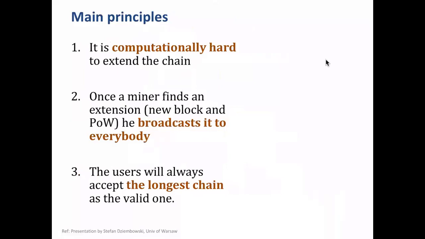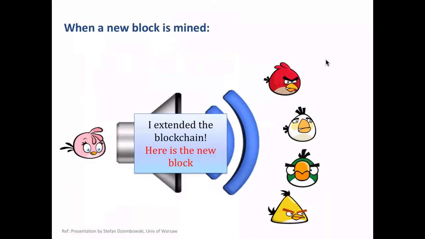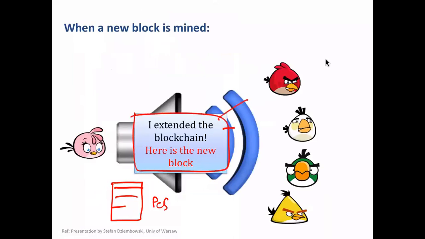So this is of course computationally hard. A miner will take some time to do the proof of work. Once a miner finds the proof of work and a new block extending the chain, it broadcasts it to all. And users will always accept the longest chain which is a valid one. Of course, we will not discuss this point. So once the block is mined by somebody who has found the proof of work and created this block, they will broadcast it to all, saying that I am extending this blockchain, and you please check whether it works or not.